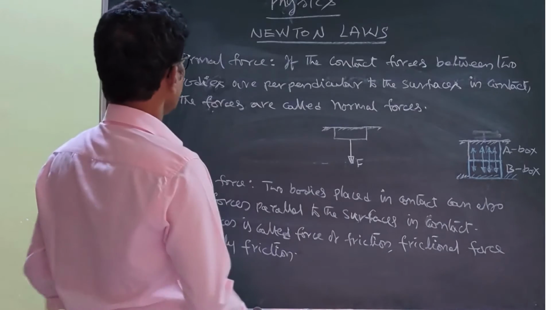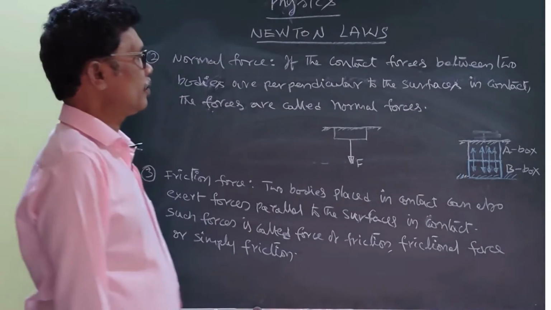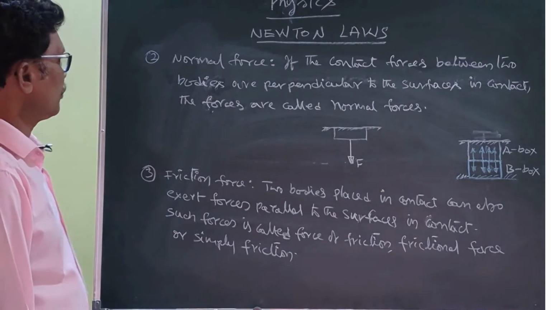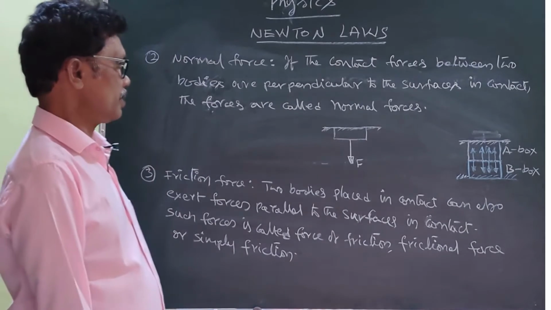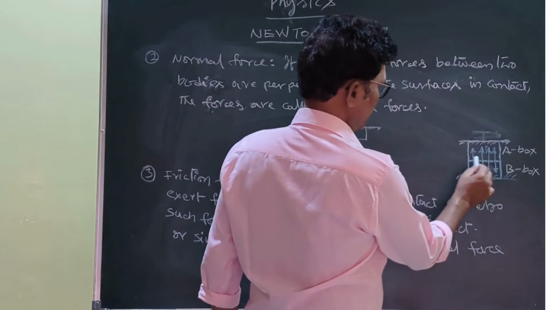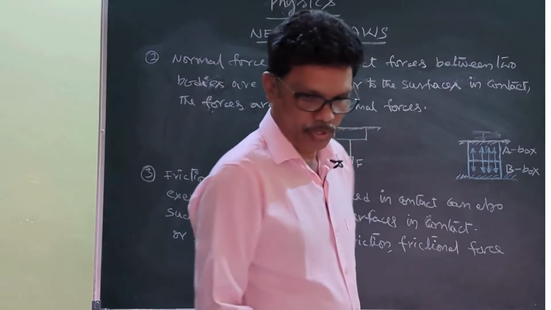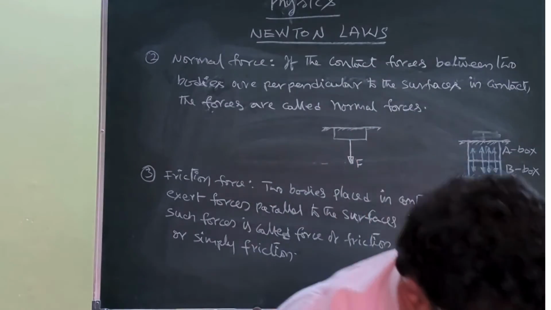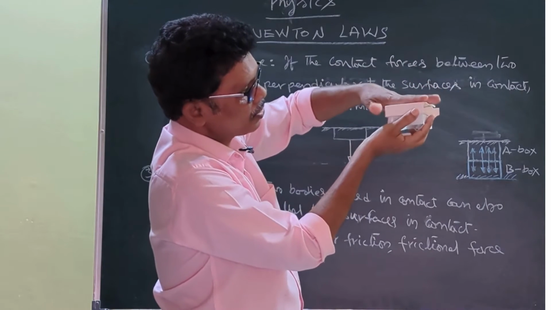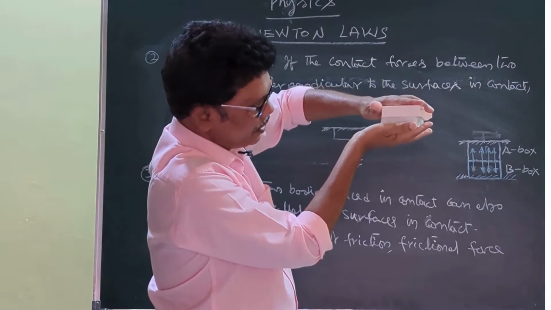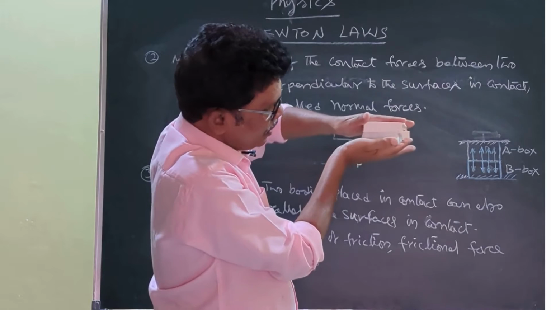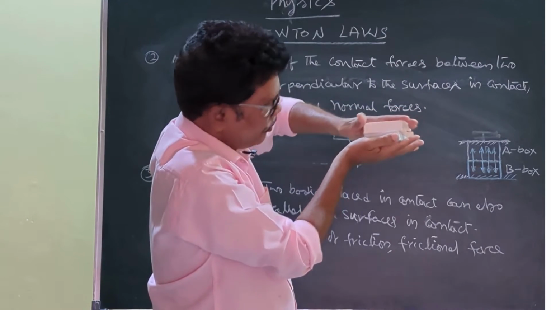Next force, normal force. The contact forces between two bodies that are perpendicular to the surfaces in contact are called normal forces. For example, if you look here, this is one box and this is another box. Suppose this is fixed at the top and this is also fixed at the top. So they fit perfectly between these two fixed surfaces.